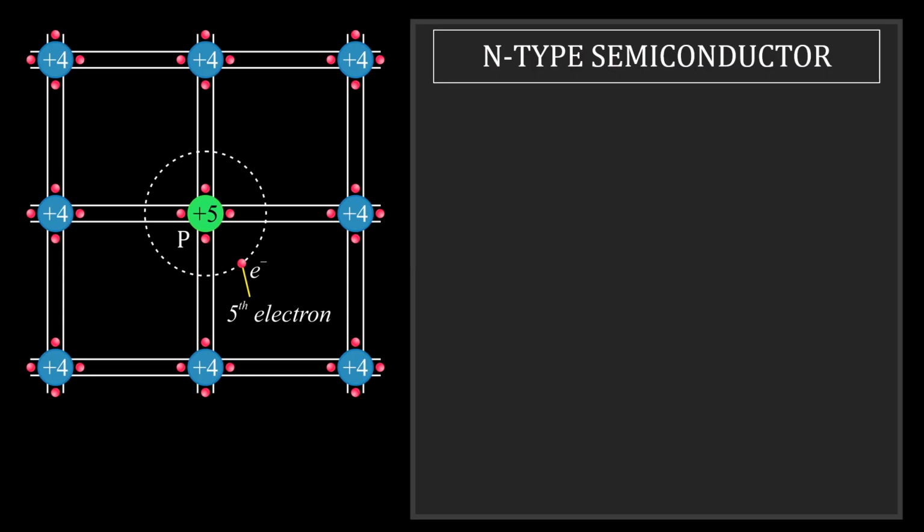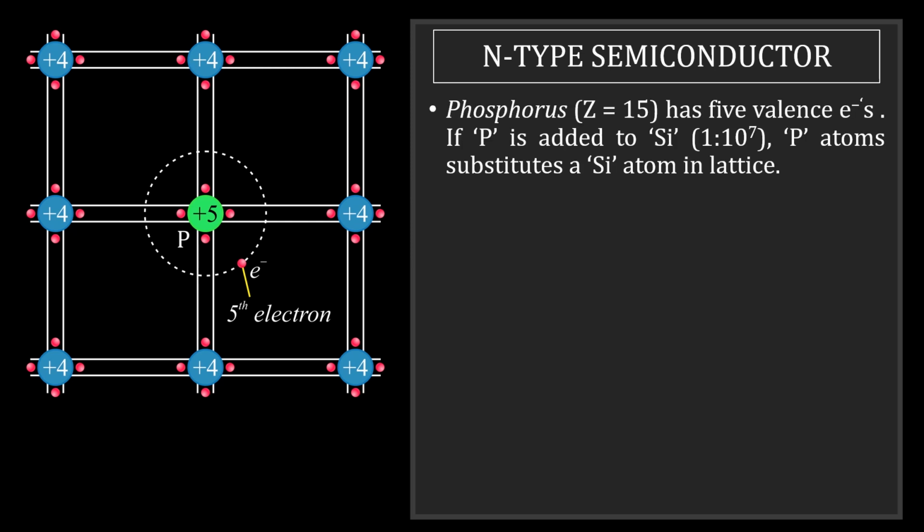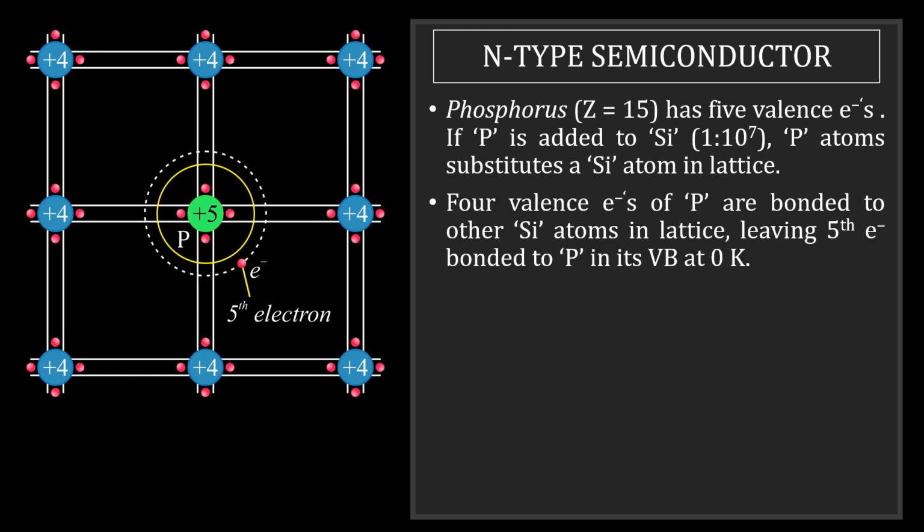N-type semiconductor. Suppose I add phosphorus as an impurity in silicon lattice. Phosphorus has atomic number 15, so we are left with 5 valence electrons. Then what I have shown is one of the phosphorus atom replacing the silicon atom in the lattice. Now since phosphorus has 5 valence electrons, the 4 are bonded to the respective silicon atoms to form the octet, and the 5th electron is with phosphorus itself at 0 Kelvin.